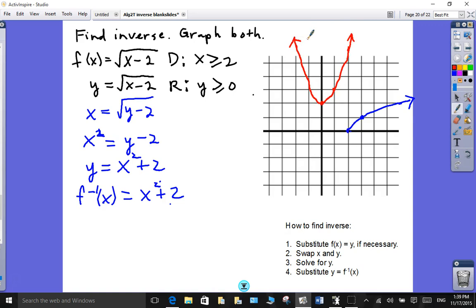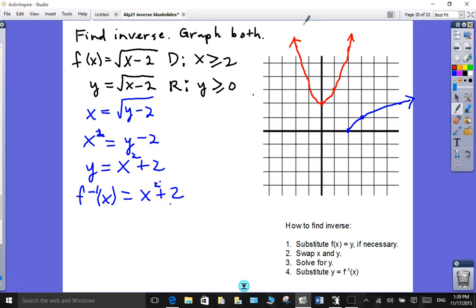Now, do those two look like they're flips across the line y equals x? No, they can't be. This is where you've got to take into account the domain and the range. Remember what we said in the very first slide about this stuff. The domain of the function is the range of the inverse. The range of the function is the domain of the inverse.